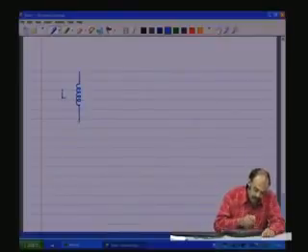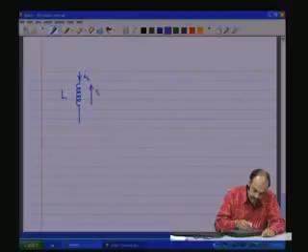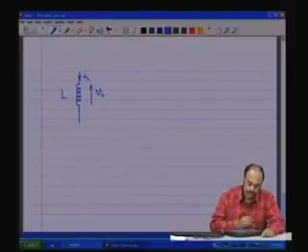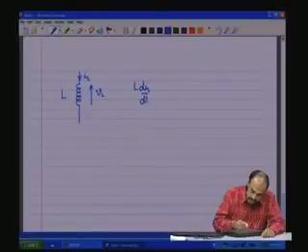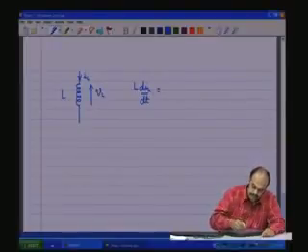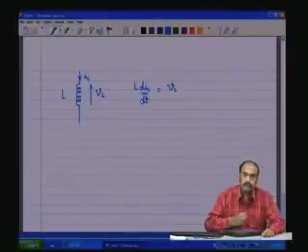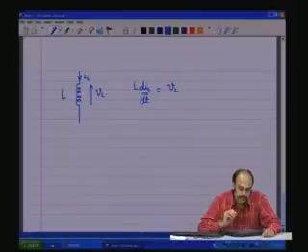An inductor L has the state variable IL flowing through it, and there is a voltage across the inductor, which we will call VL. The dynamic equation for the inductor is L dIL by dt, which is equal to the voltage across the inductor, VL.